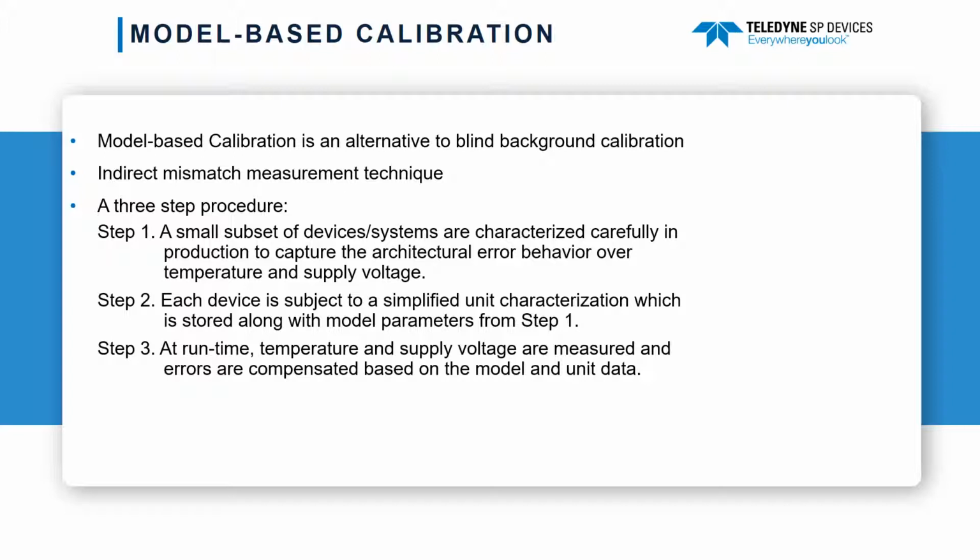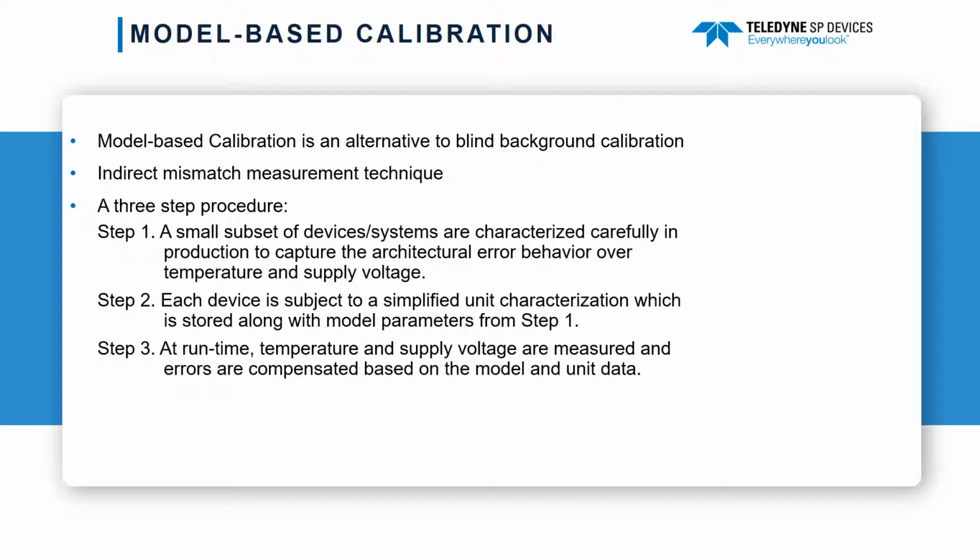This is an indirect measurement of the mismatches that relies on the models of the mismatch behavior for a specific device. In production, a small subset of devices or systems are characterized carefully to capture the architectural error behavior over temperature and supply voltage. When calibrating each ADX instance, each device is subject to a simplified unit characterization, the result of which is stored along with the model parameters for the architectural behavior.